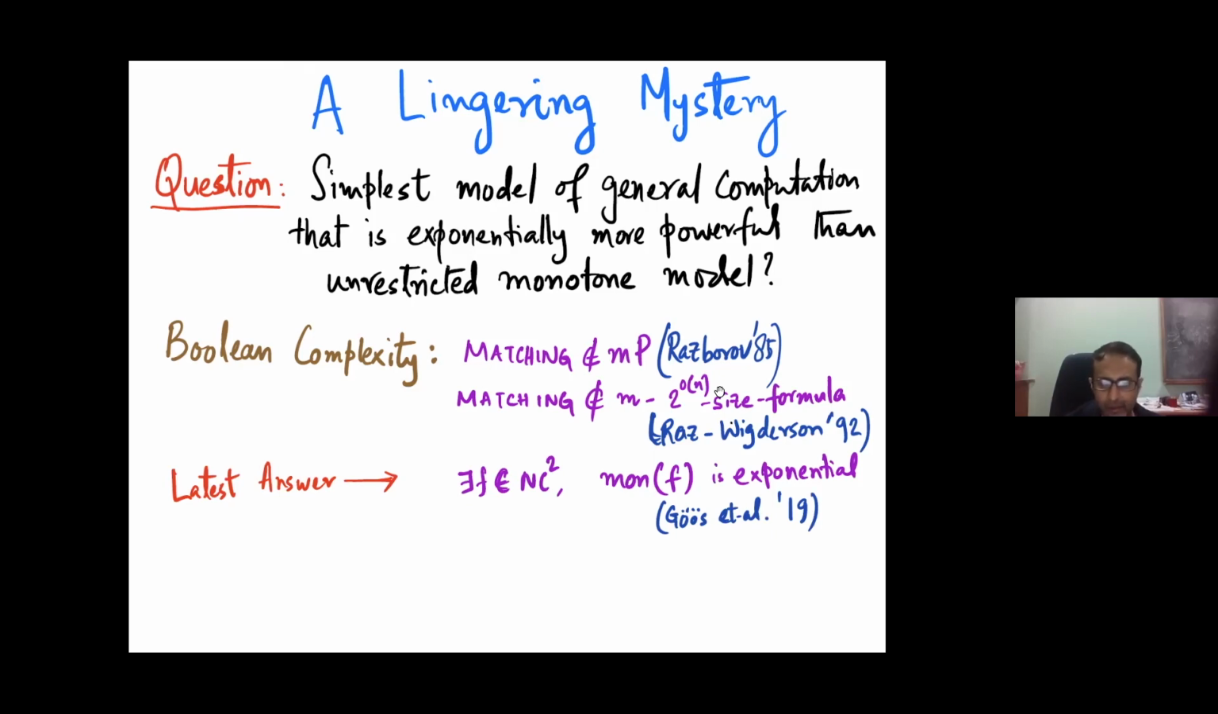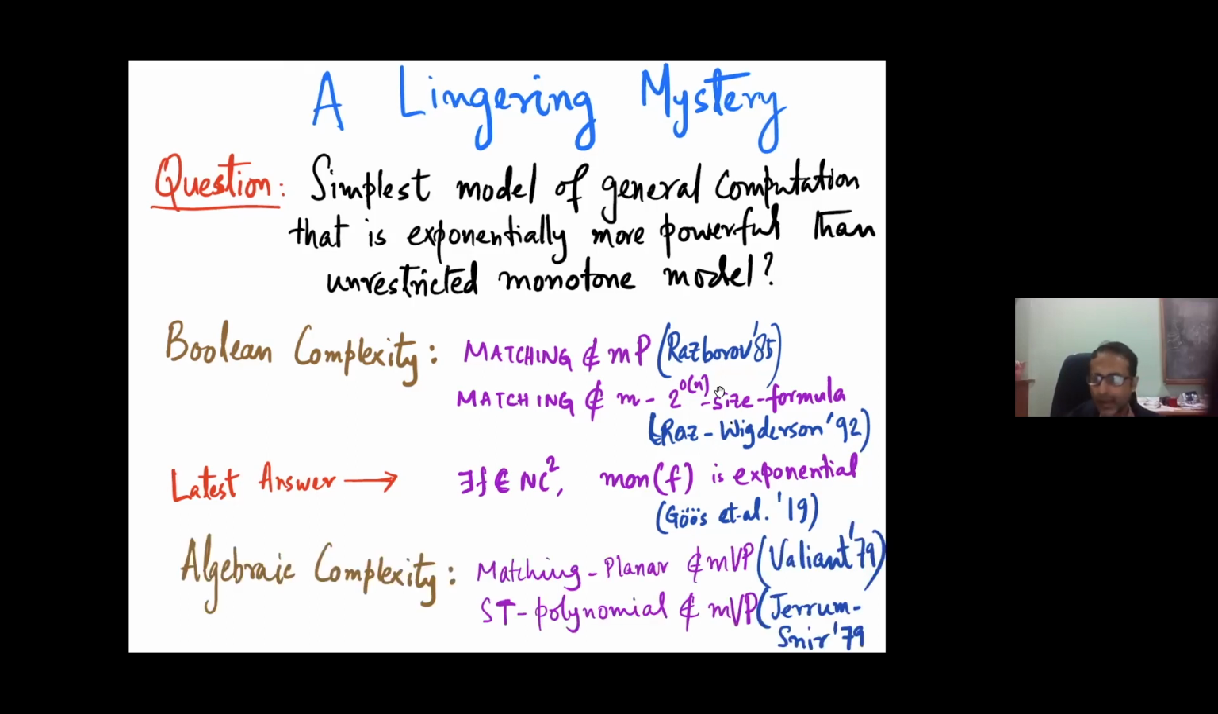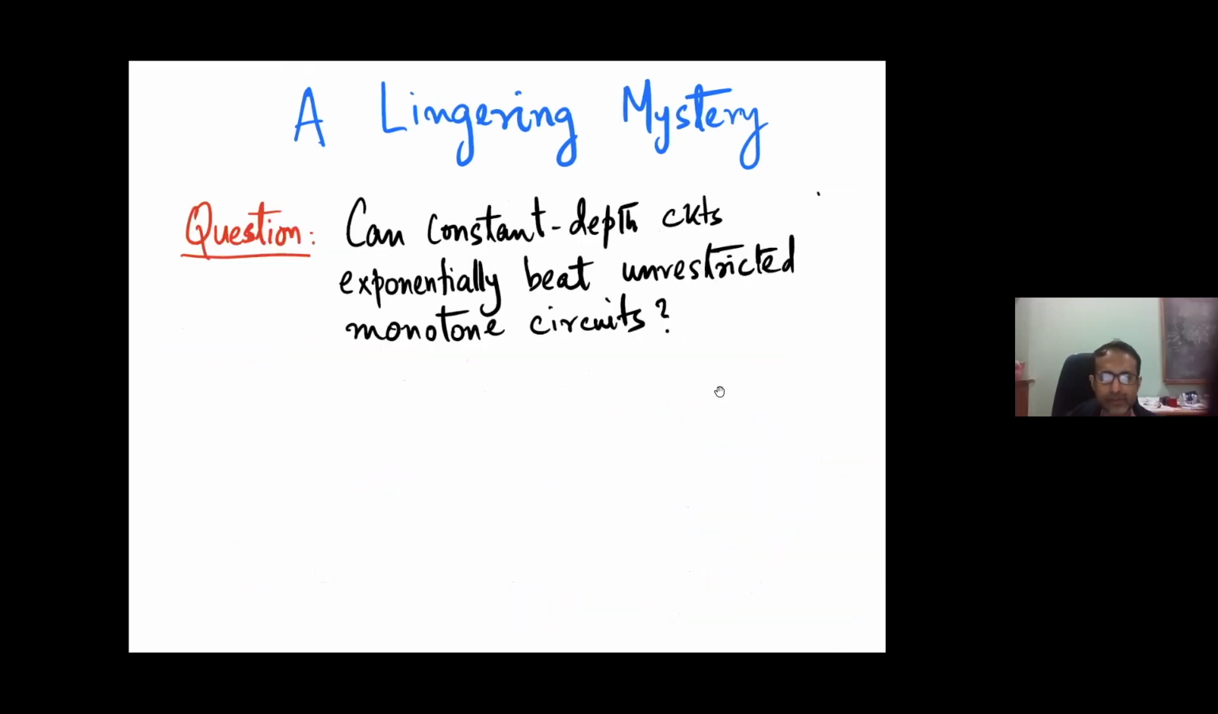And very recently, there was a paper by Göös, Pitassi and others from 2019, which showed some function which can be computed deterministically in very fast parallel time, in NC2, whose monotone circuit complexity is exponential. So that's the story that we know so far in the Boolean world. Analogously, in the algebraic world, it turned out that there was not much progress along these lines. So Valiant's result, as we just saw, is still there. Soon after Valiant's result, there was another result by Jerrum and Snir, who showed a similar result to Valiant's, but for a different, very important polynomial called the spanning tree polynomial.